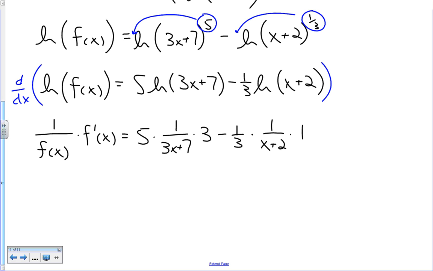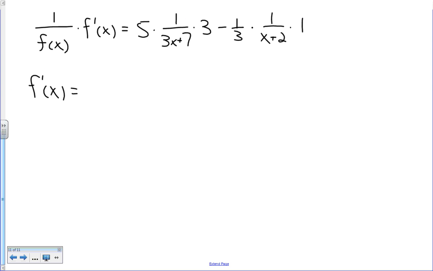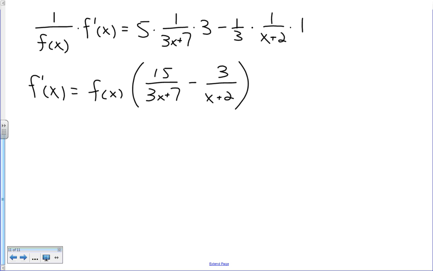And now let's move the f of x to the other side. So we have f prime of x left on the left side. And that's equal to, move that up there, f of x times this whole quantity. Let's multiply the 5 and the 3 together to get 15 over 3x plus 7 minus 3 over x plus 2. And you do not need to worry about getting a common denominator there and combining those two. You certainly could if you wanted to, but I would not worry about that.